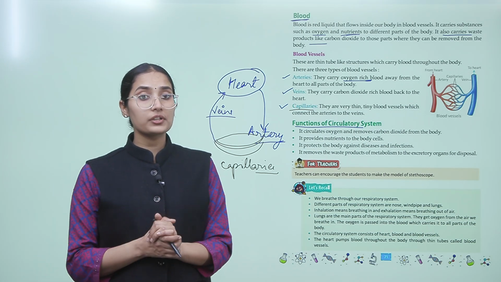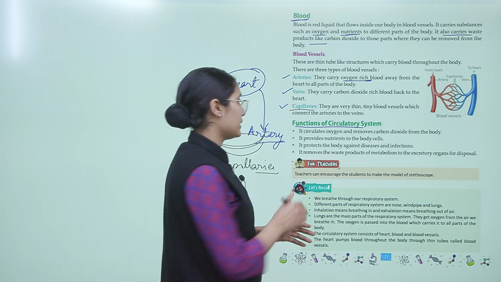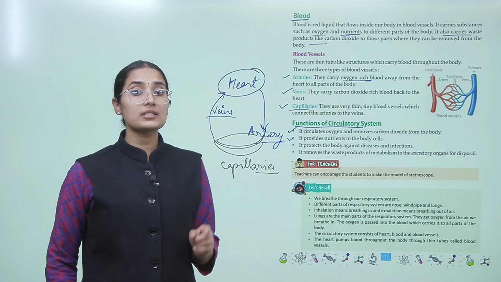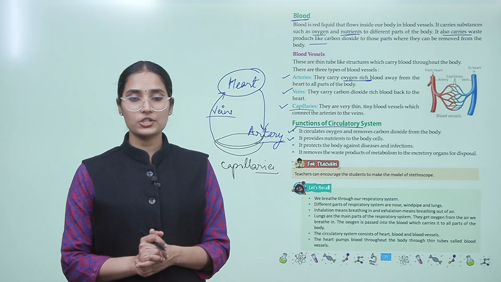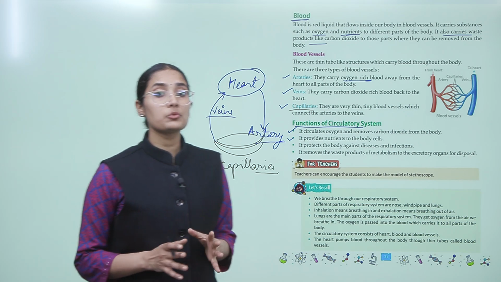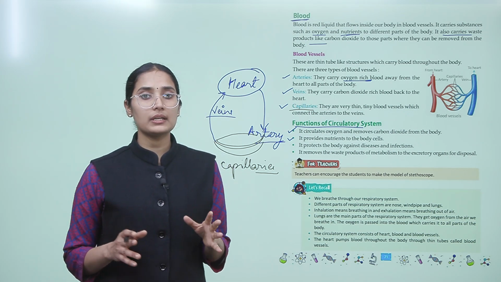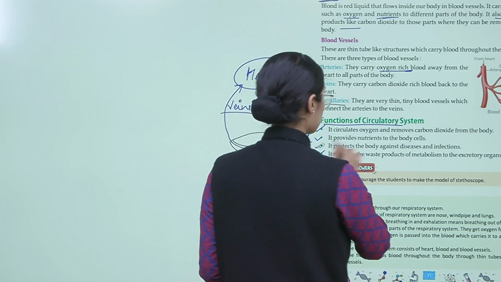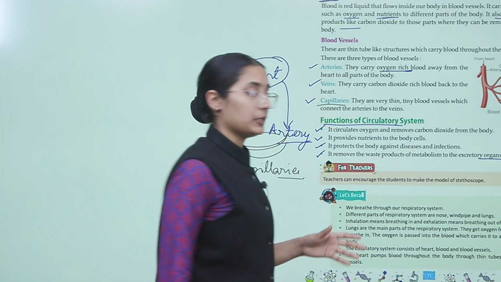It provides nutrients to the body cells, right? It is providing nutrients through the blood. It protects the body against diseases and infection also, right? And it removes the waste products of metabolism to the excretory organs for disposal. So it helps to remove the carbon dioxide.